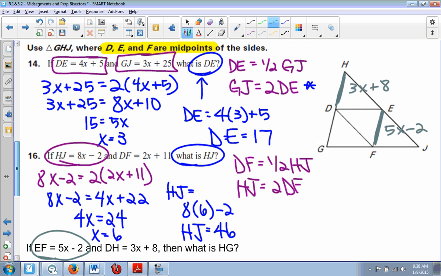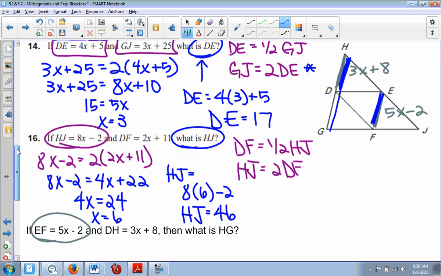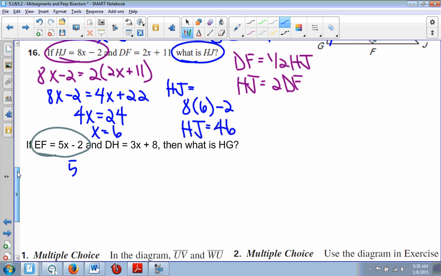So what you have to do here is you have to use a little common sense. And what you have to know is, if the mid-segment is half of the total side length, that means that one piece of the side length should be equal to the mid-segment. So all I'm going to do in this case is know that DH and EF have to be equal to each other. So all I'm going to do is set them equal. 5x minus 2 equals 3x plus 8.